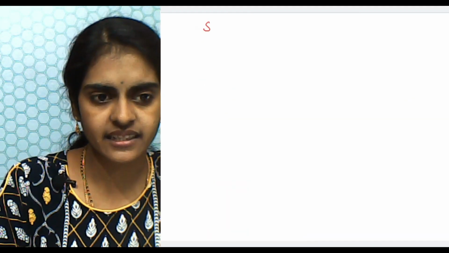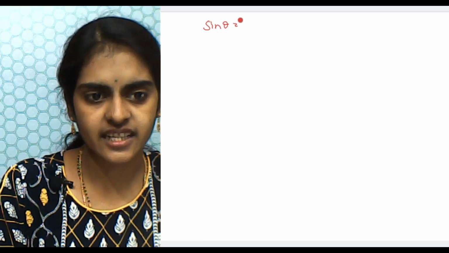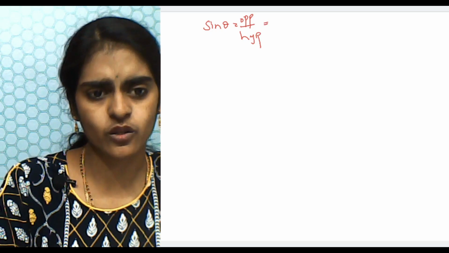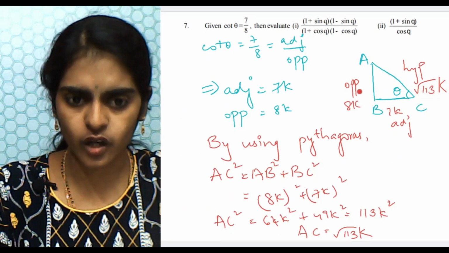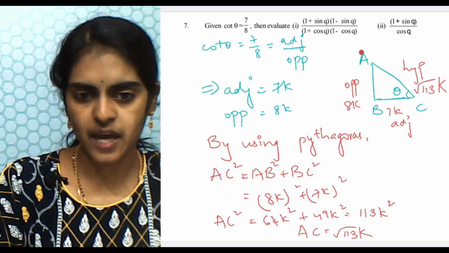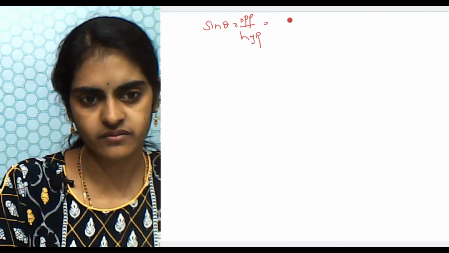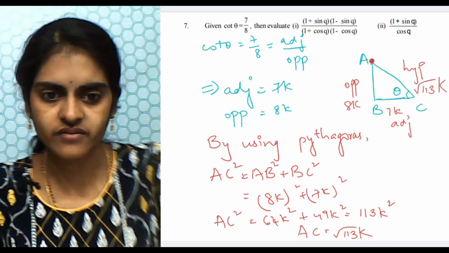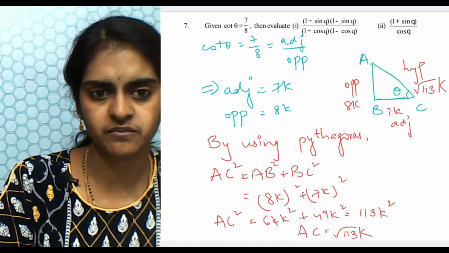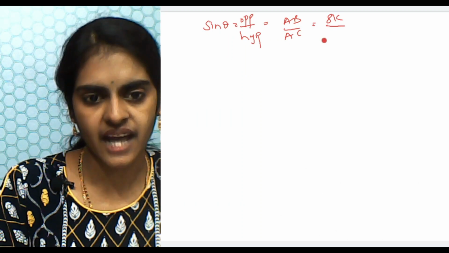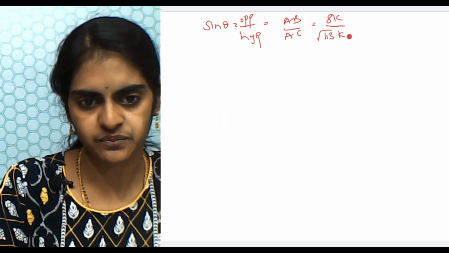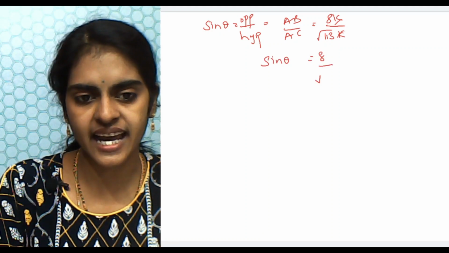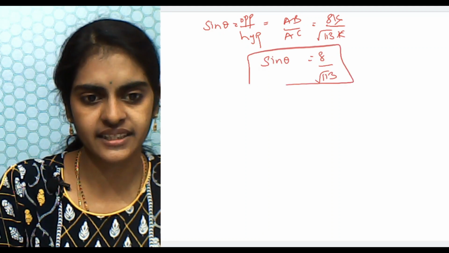So what is sine theta? Sine theta is nothing but opposite by hypotenuse. So what is the opposite side here? Opposite side of this angle is AB and hypotenuse is AC. So it is AB by AC, is equal to AB value is 8k and hypotenuse is root 113k. So k and k get cancelled. So sine theta, you have it as 8 upon root 113.